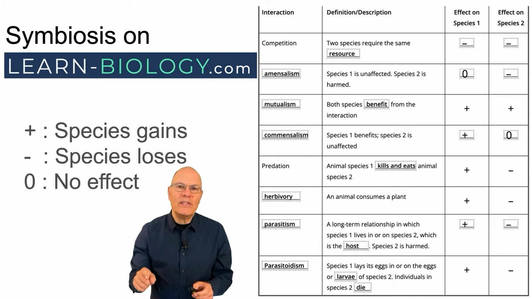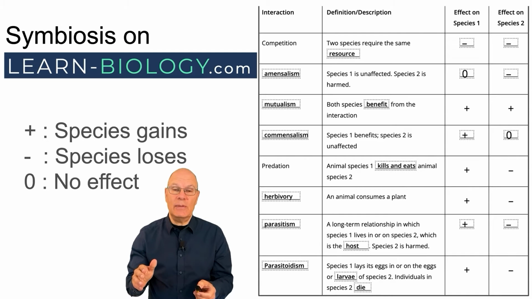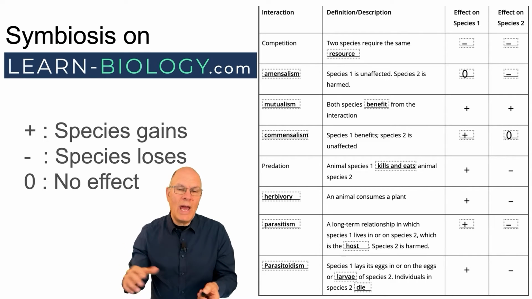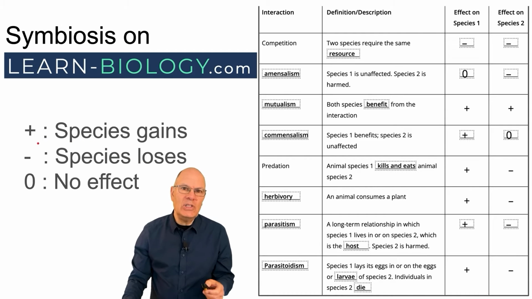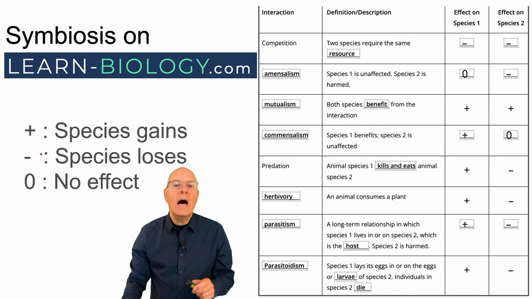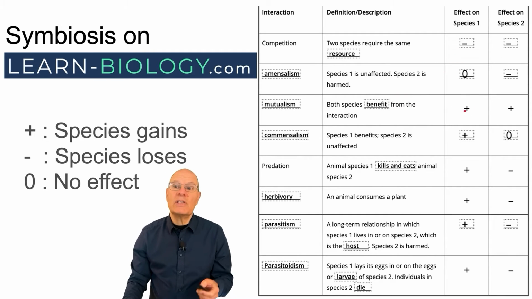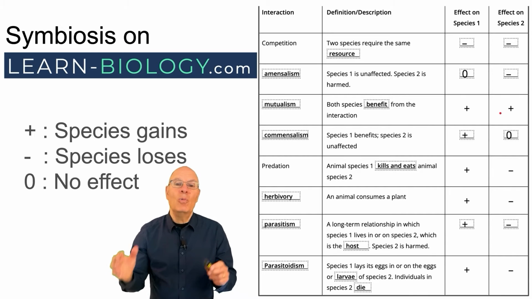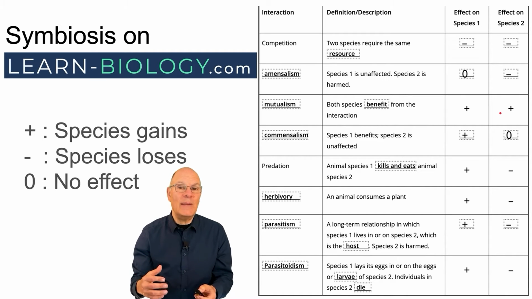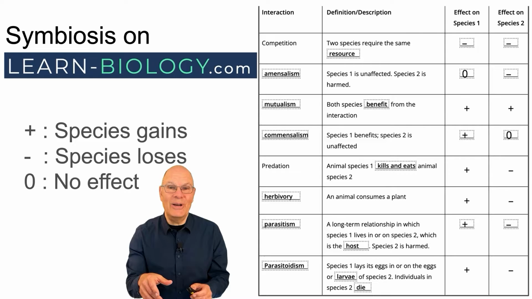One thing that I want to emphasize now is that there's a symbol system that's used to describe their relationship, a kind of shorthand. A plus sign is used for the species that gains, a minus sign is used for the species that loses, and a zero is used if there's no effect. So for example, in competition, it's a minus-minus interaction. In mutualism, it's a plus-plus interaction. With that in mind, we'll now go through the various types of symbioses that you need to know.